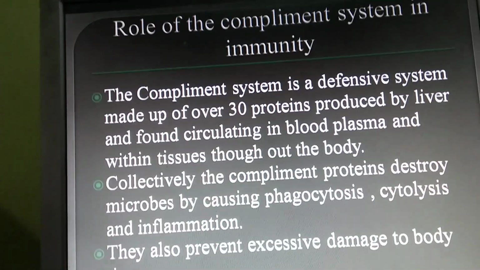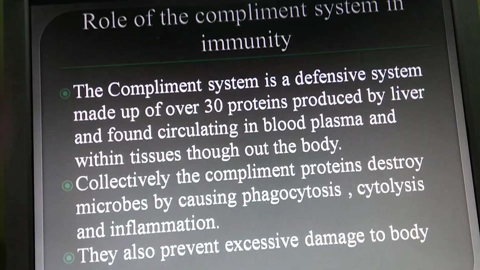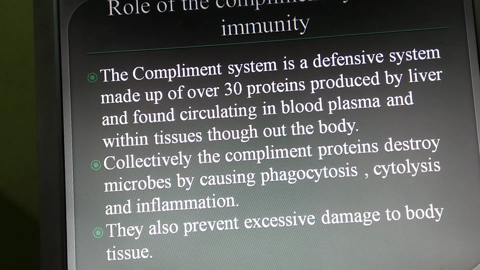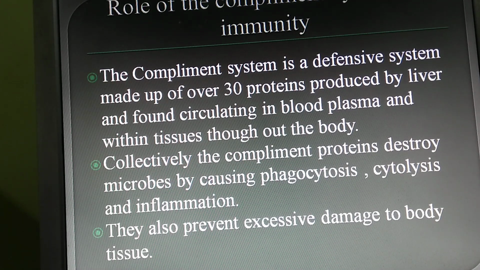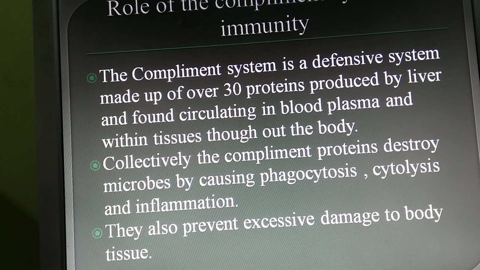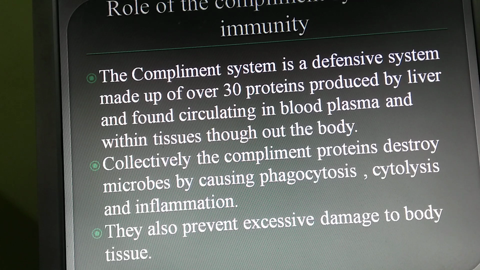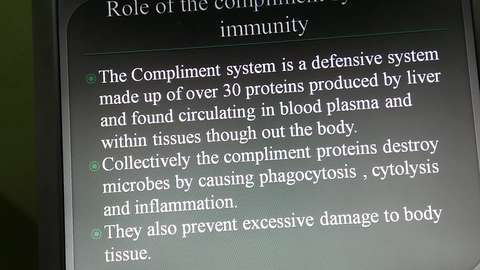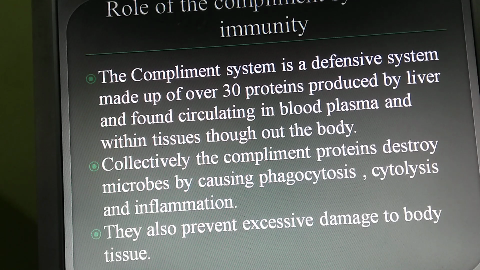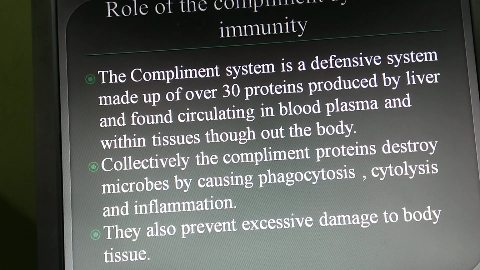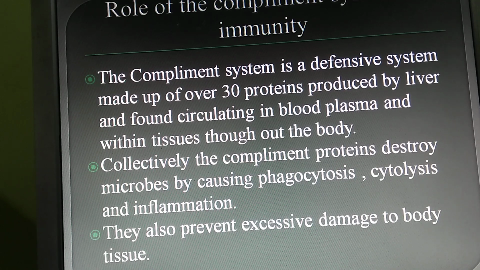Now, let us see about the role of the complement system in immunity. The complement system is a defensive system made up of over 30 proteins produced by the liver and found circulating in blood plasma and within tissues throughout the body. Collectively, the complement proteins destroy microbes by causing phagocytosis, cytolysis, and inflammation. They also prevent excessive damage to body tissues.